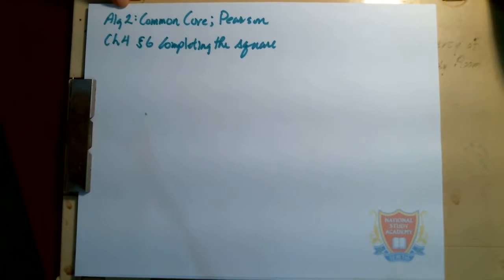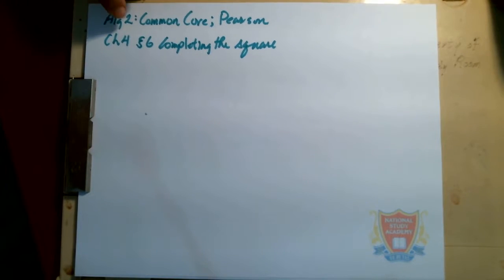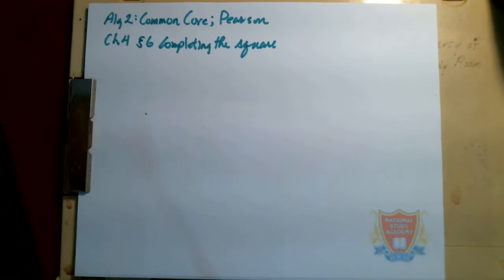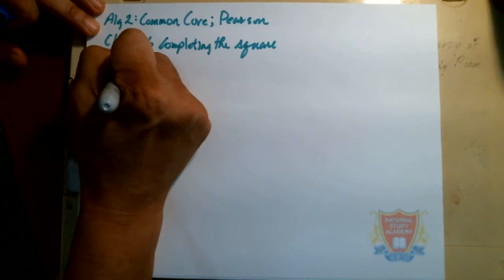I'm going to be going over Algebra 2, Common Core from Pearson, Chapter 4, Section 6. It's called Completing the Square. So, I'm going to give you some examples to start off with, and we're going to learn to complete the square on this, okay? Here's example number 1.